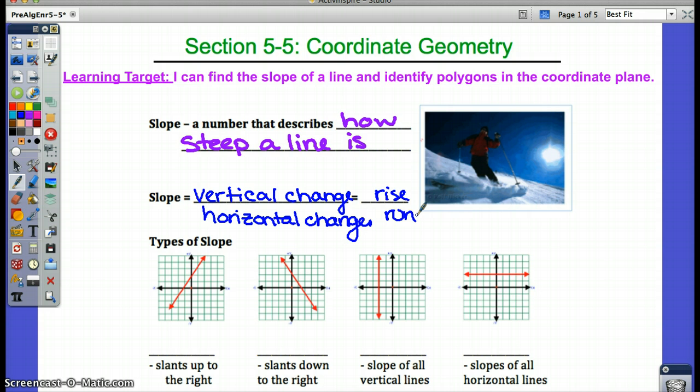So we have 4 different types of slope, and when you look at these graphs, I think about a little guy walking on these graphs. So this first line, we could walk on this graph. If we were walking on this line, we would be walking uphill. This is a positive slope. It's pointing towards the up or towards the positives on the right side of the graph. So it slants up to the right.